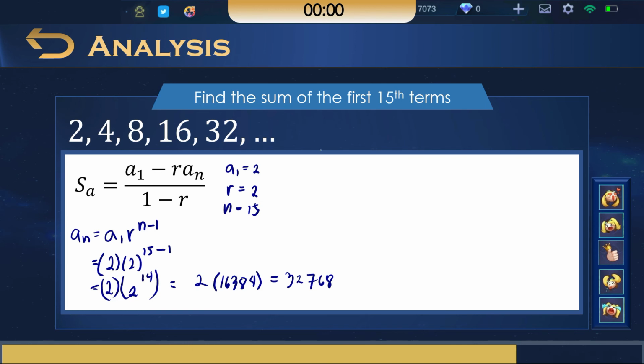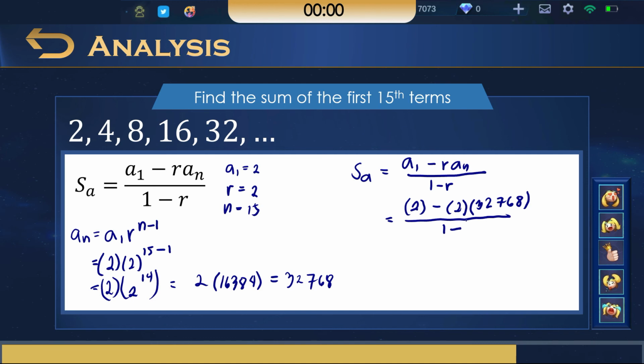After we find out the last number of the given sequence that we are going to add, let us use the formula for the geometric series. The sum of the geometric sequence is equal to a sub 1 minus the common ratio times the a sub n, all over 1 minus r. So we have a sub 1, which is 2, minus the common ratio, which is 2, times the last number, which is 32,768, all over 1 minus r, which is the common ratio, which is 2.